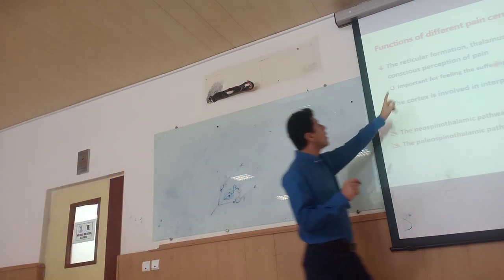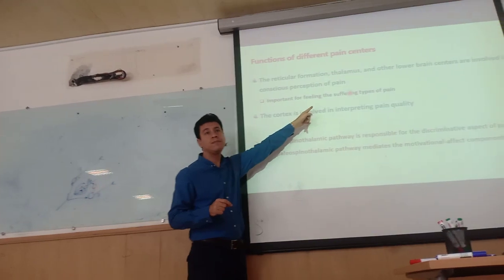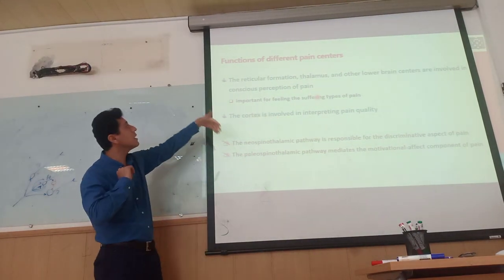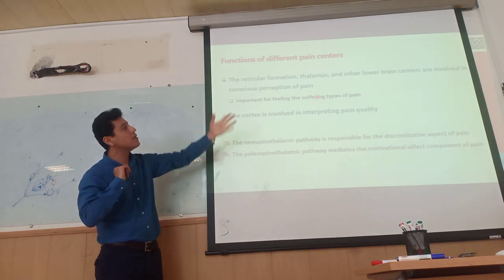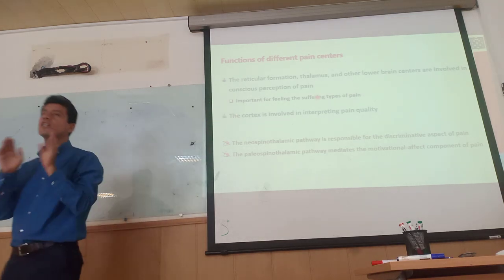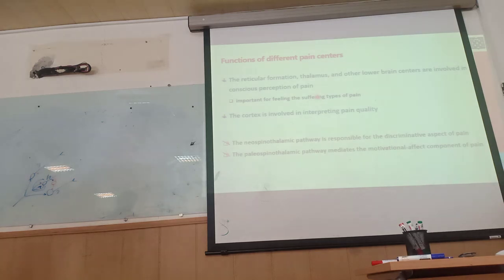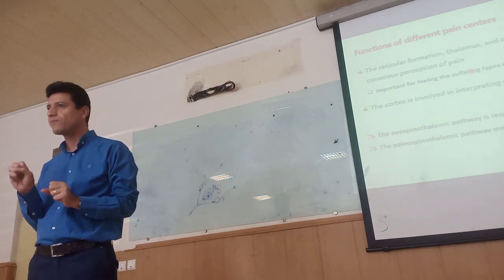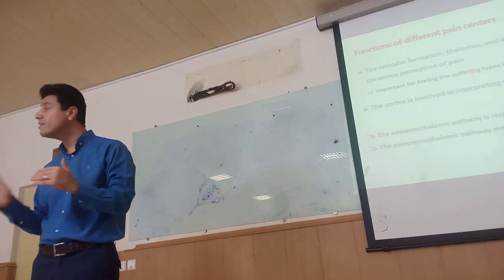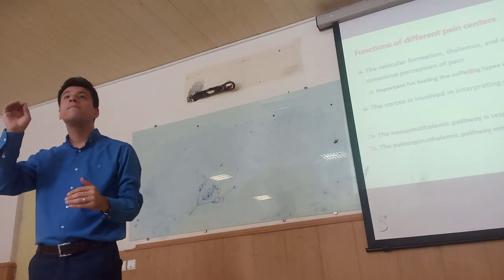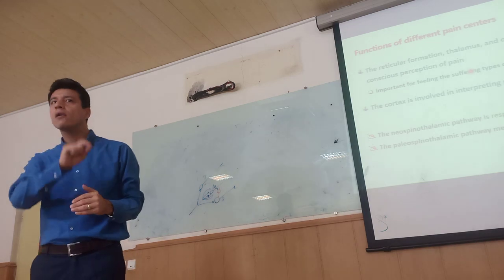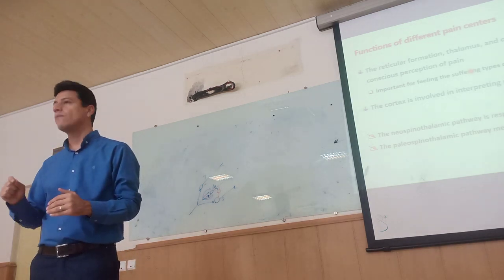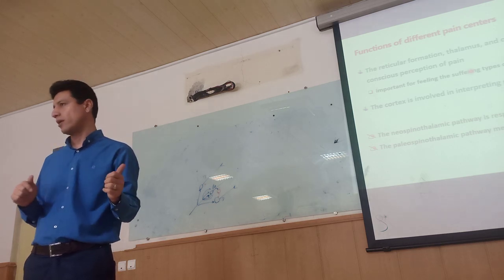So, for conscious perception of pain, subcortical areas are important, like reticular formation, thalamus, and other lower sections. But for judgment about the quality of the pain, is it sharp or vague or dull? Is it throbbing? Not throbbing? Or it's like electrical shock, for example. So the quality of pain depends on the cortex. For localization, we also need cortex. So to tell the location of the pain, we need the cortex.